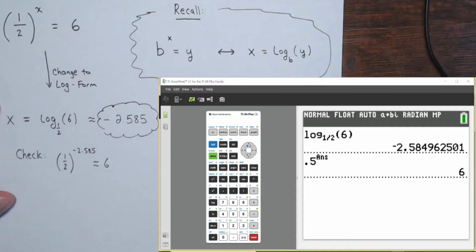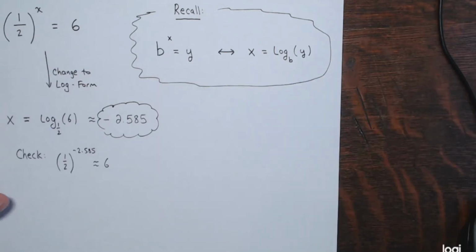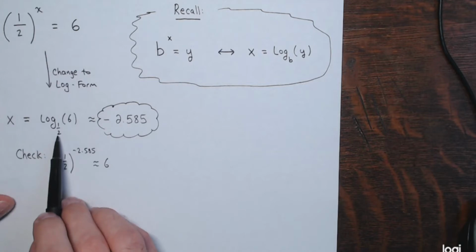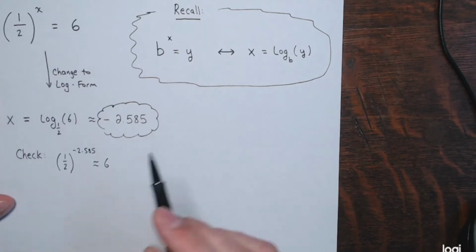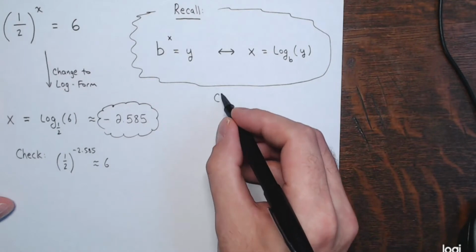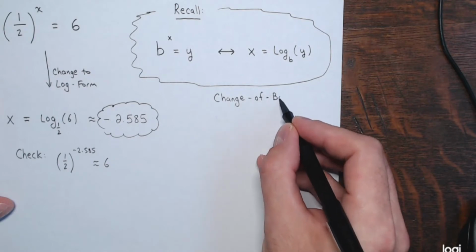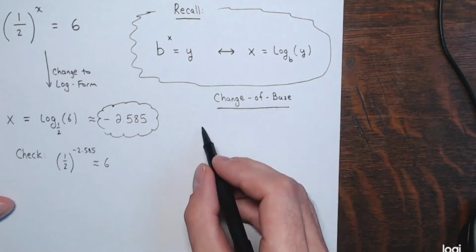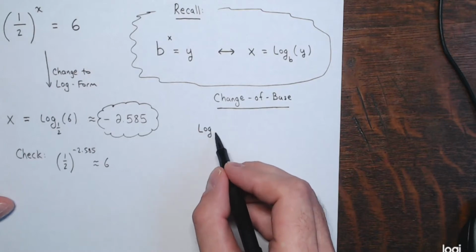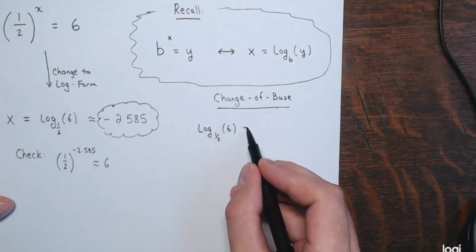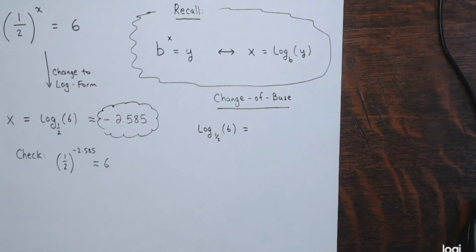Now, that's not the only way you could have found this. Very often, a calculator doesn't have a log of whatever base you want button or feature. So another thing you're going to have to remember here, and this is from a previous section as well, is the change of base formula. All right. So if I want to take the log base 1/2 of 6, but I only have a calculator that has log base 10, log, or log base e, that natural log, ln.